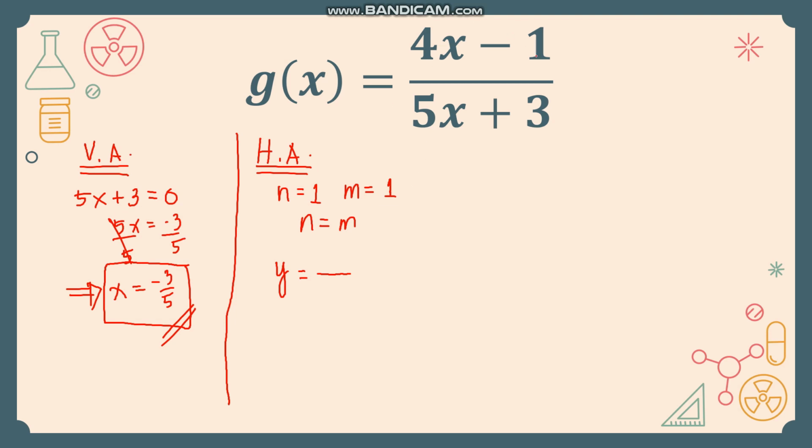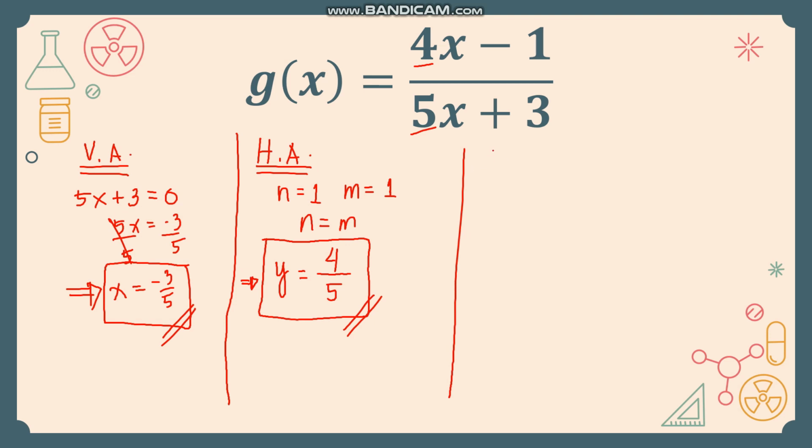For the numerator, we have 4x minus 1. The leading coefficient is 4 because it contains the variable with the highest exponent. And for the denominator, our leading coefficient is 5. Same reason, it contains the variable x, which contains the highest exponent or the degree of the expression. Therefore, our horizontal asymptote is y equals 4 over 5.